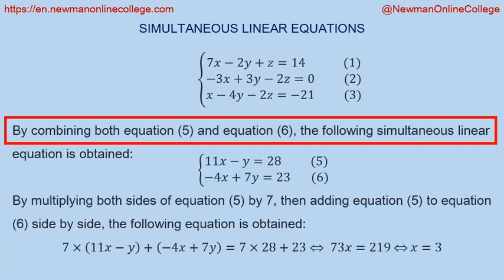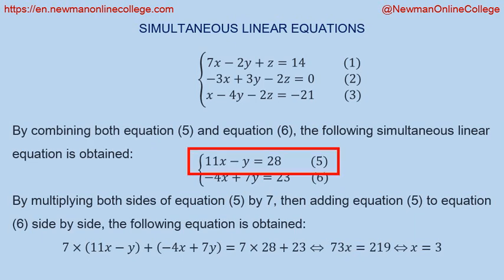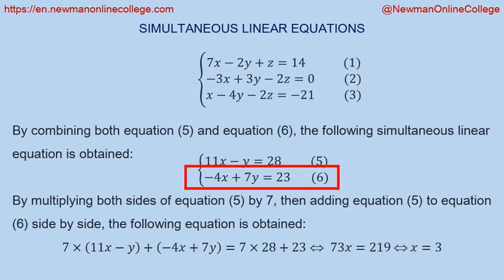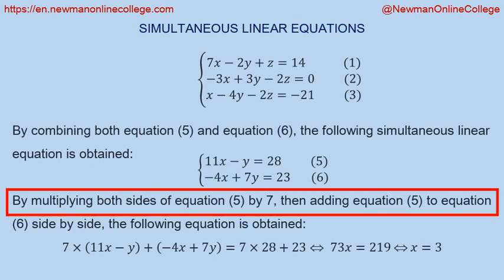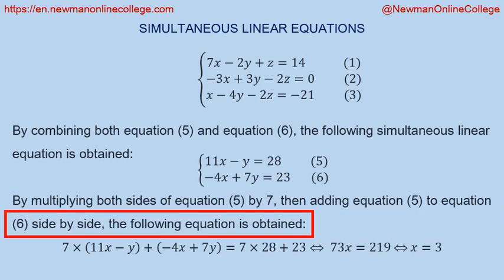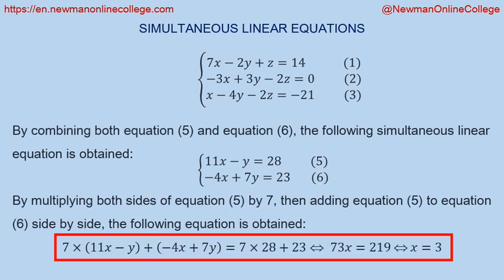By combining both equation 5 and equation 6, the following simultaneous linear equations are obtained. 11x minus y equals 28, -4x plus 7y equals 23. By multiplying both sides of equation 5 by 7, then adding equation 5 to equation 6 side by side, the following equation is obtained. 7 times (11x minus y) plus (-4x plus 7y) equals 7 times 28 plus 23, which is equivalent to 73x equals 219, which is equivalent to x equals 3.